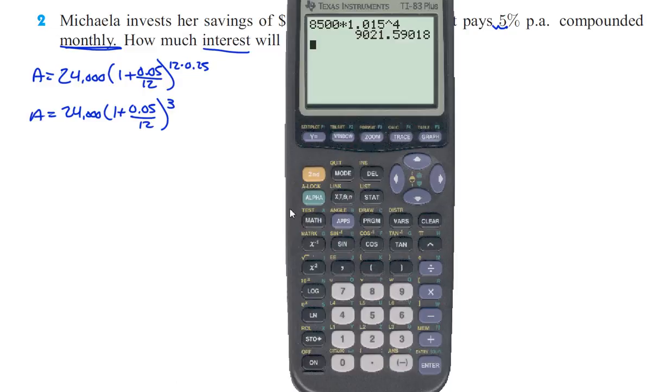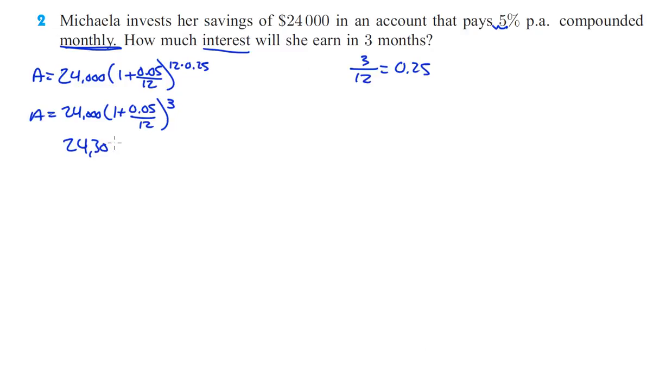So now in our calculator we'll just enter this in. So we got our 24,000 times, and I'm going to do this now in parentheses because it's a couple of different pieces. So we'll do 1 plus 0.05 divided by 12. Put that all in parentheses. That order of operations will take care of this, and take that all to the third power. And that gives us that they're going to end up with 24,301.25. Okay, so that's what they're going to end up with after the 3 months.